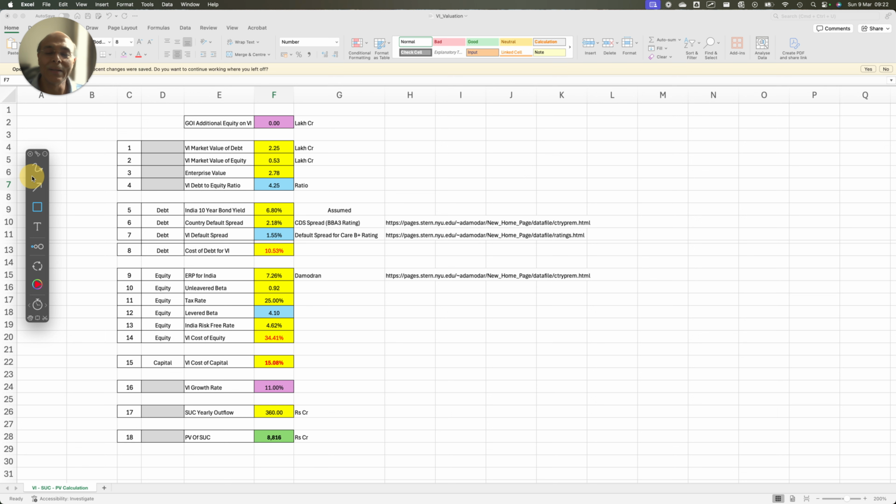Because everybody believes that the government is going to bail Vodafone Idea out, Vodafone Idea is getting a lower default spread. If the government had said that it doesn't care about Vodafone Idea and let it go to hell, this number would have shot up significantly, and the cost of capital of Vodafone Idea would also increase, because the cost of capital is a sum of all these three. It is currently showing up as 10.53%.